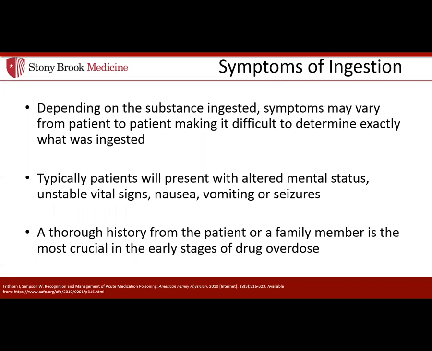Typically, patients will present with altered mental status, unstable vital signs, nausea, vomiting, and sometimes seizures. So it's important that a thorough history from the patient or a family member is obtained in these early stages of drug overdose. So any readily available information about the patient and the poisoning should be obtained, and this can include medication containers, pharmacy records, and any medication lists or any medications that the patient might have had access to prior to the drug overdose.